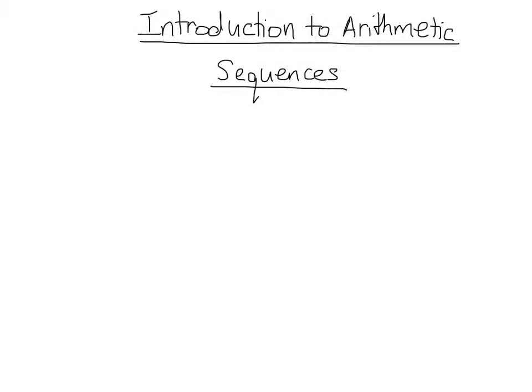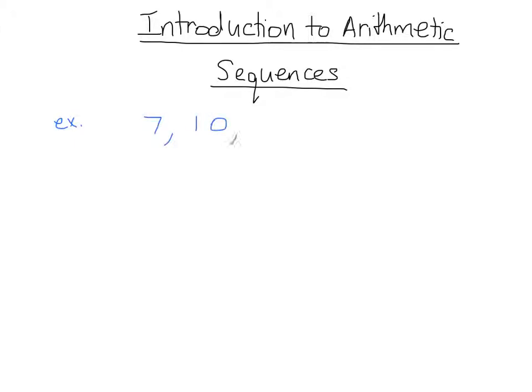In this video, I'll be introducing you to arithmetic sequences. So, an arithmetic sequence is a sequence or a list of numbers in which each number is obtained by adding the same fixed number to the previous number. What do I mean by that? Let's look at an example, and that's probably one of the easiest ways to see exactly what I mean.